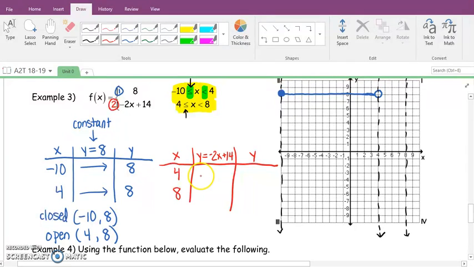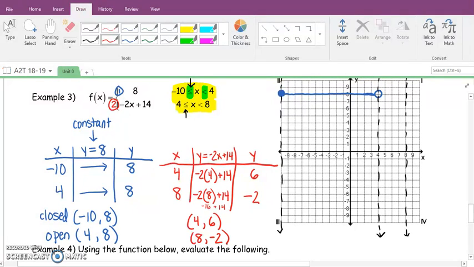Now this one's not constant, so I do actually have to plug it in. So it'll be negative 2 times 4 plus 14. So negative 8 plus 14, that's 6. And then down here we'll do negative 2 times 8 plus 14. That's negative 16 plus 14, so negative 2. So again, my 2 points, 4 comma 6 and 8 comma negative 2.